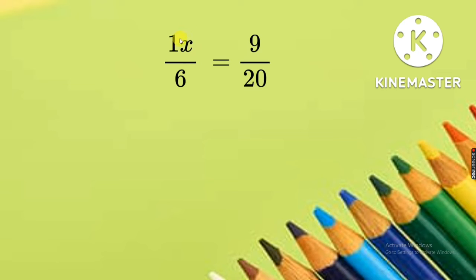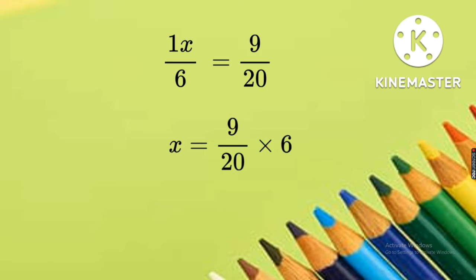Now because we have to find out the value of this variable x, we would transpose this 6 to the other side. Now this is in the division. When we shift it to the other side, it would be converted into the multiplication. Okay, so we got x is equal to 9 upon 20 multiplied by 6.